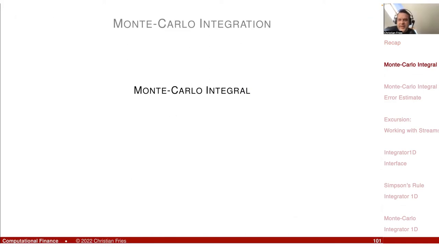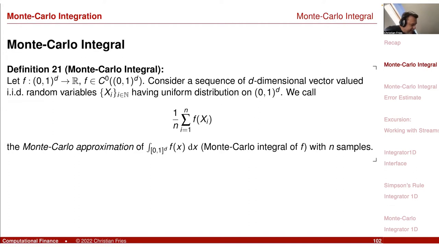Let's look at the Monte Carlo integral. I have mentioned it, but we haven't seen how the Monte Carlo integral behaves in higher dimensions, because when I motivated it, it was just for a function on R, so in one dimension. It's nice to see this now. So let's first redefine our Monte Carlo integral. We now look at a function on [0,1] to the power of d, a d-dimensional cube, mapping to R, the real values. Of course, I then have to consider a d-dimensional vector-valued sequence of IID random variables. They should have uniform distribution on [0,1].